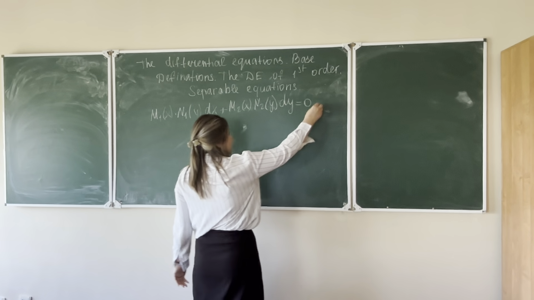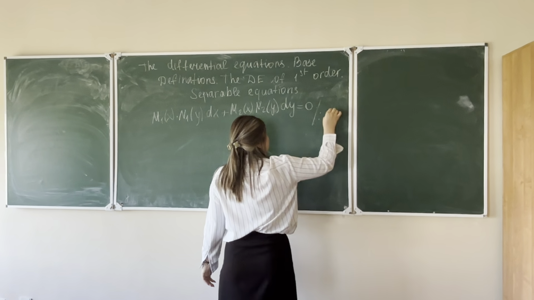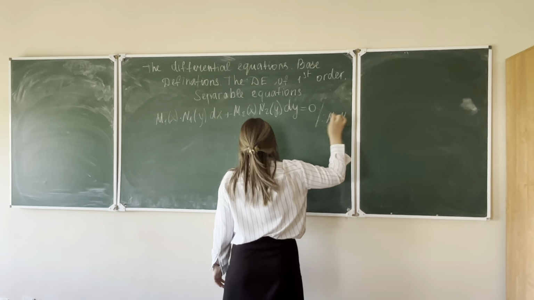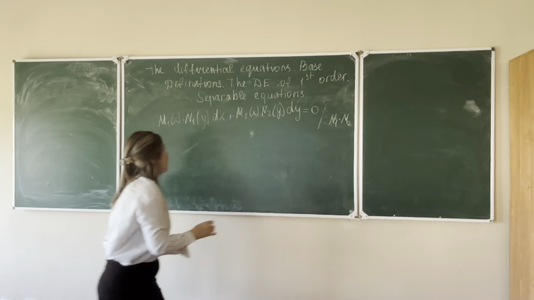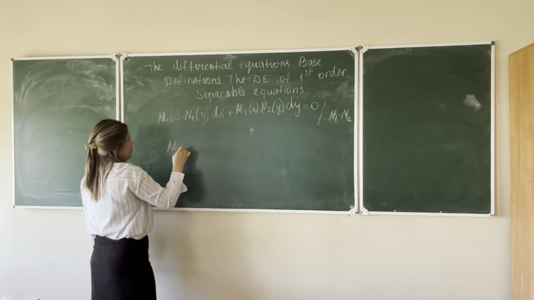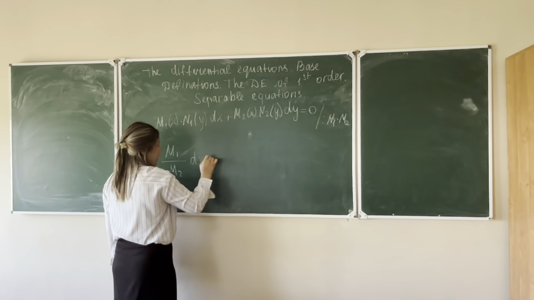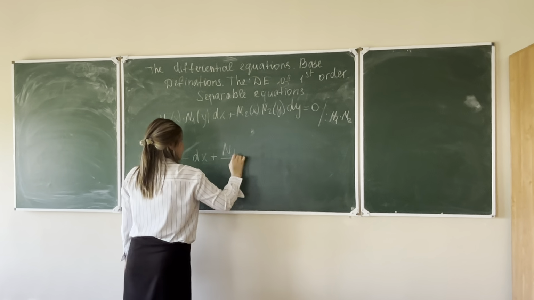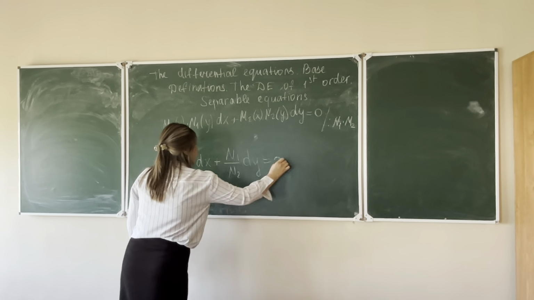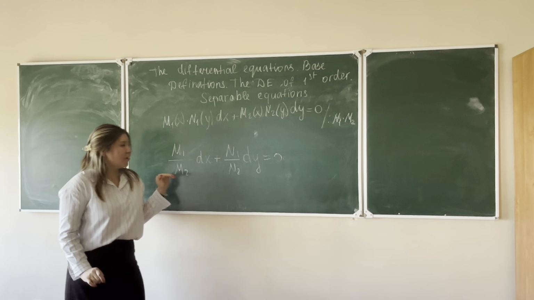To separate them, we divide by M2 times N1, and here we obtain M1 over N1 dx plus N2 over M2 dy equal to 0, and this gives the separable differential equation form.